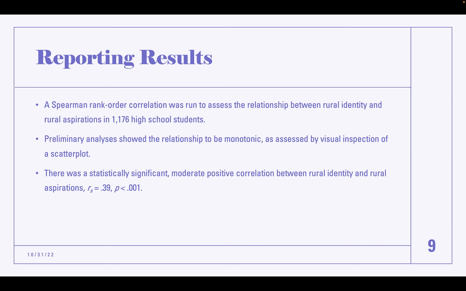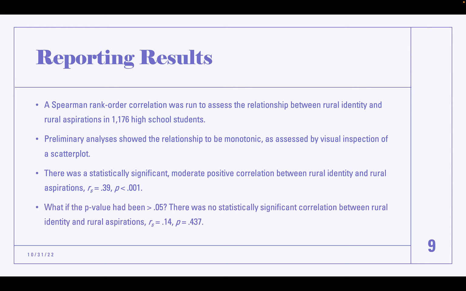Again, how does this change if the p-value was greater than 0.05? Then we would just simply say there was no statistically significant correlation between rural identity and rural aspirations, and we would report that small R for Spearman as well as the non-significant p-value.